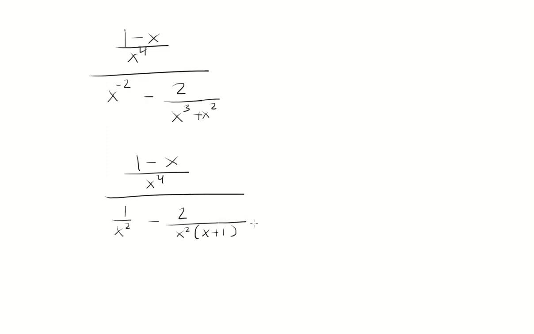And now I need to find the least common denominator from all three. So we have x to the fourth, x squared, and x squared times x plus 1. So clearly, from the x squareds and x to the fourth, x to the fourth is the least common denominator, and then we also have to include x plus 1. So I'm going to multiply by x to the fourth times x plus 1 over 1, divided by x to the fourth times x plus 1 over 1.